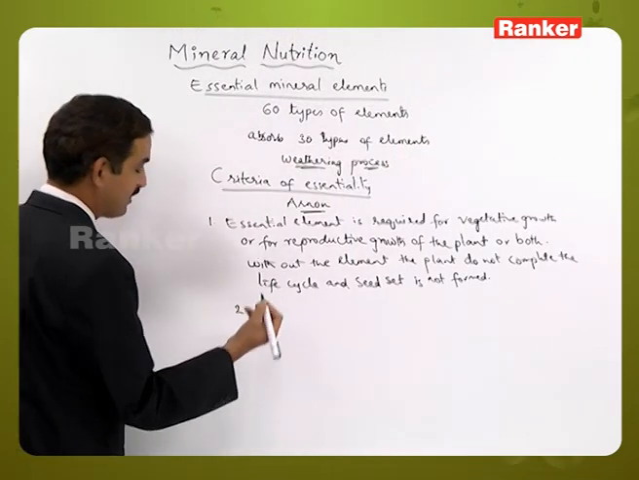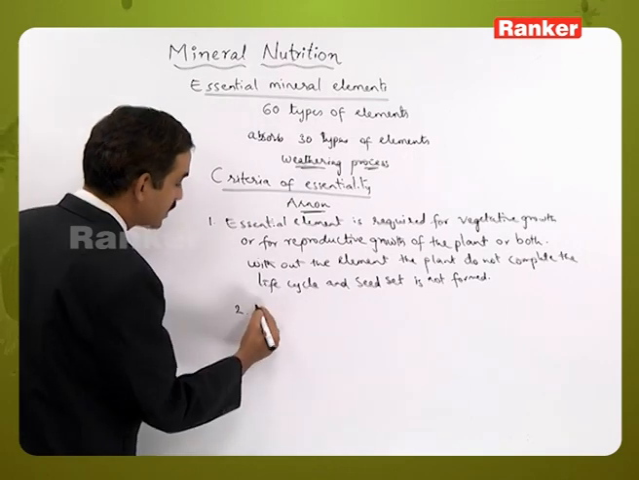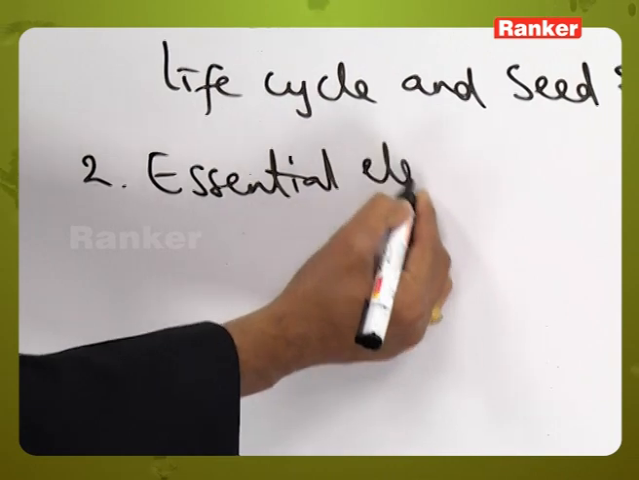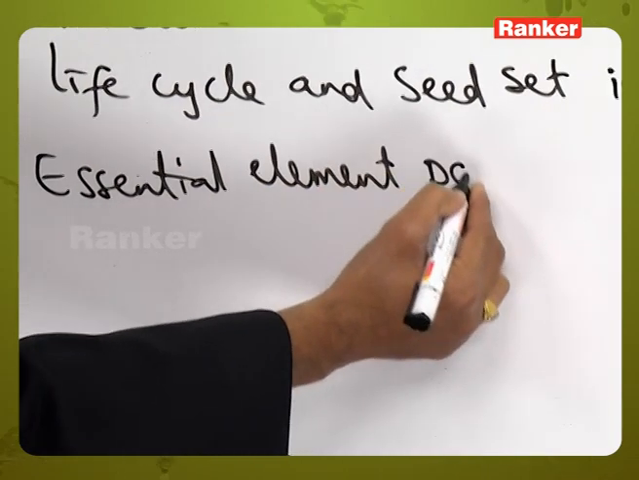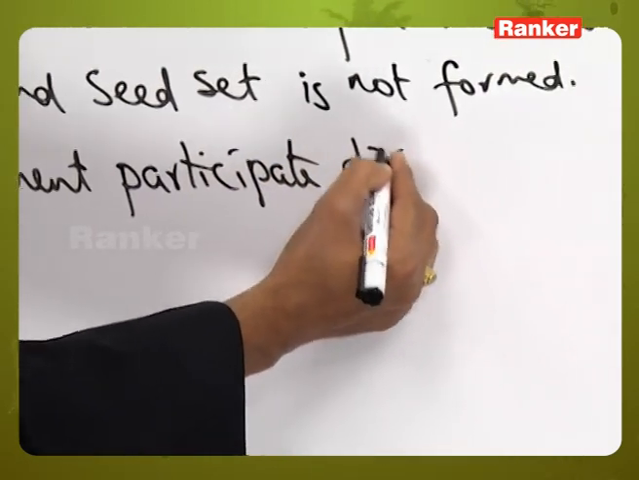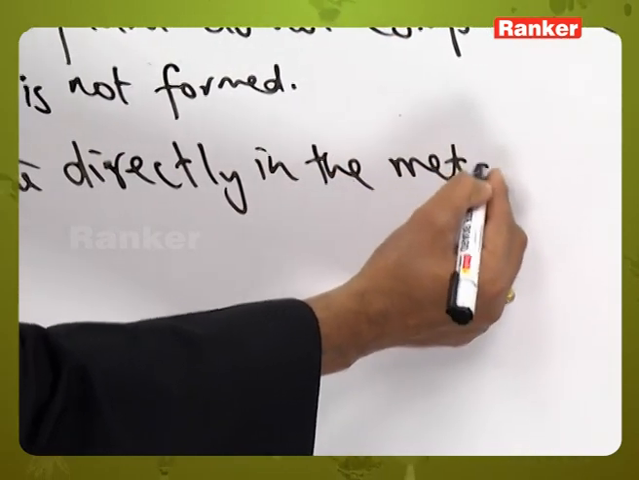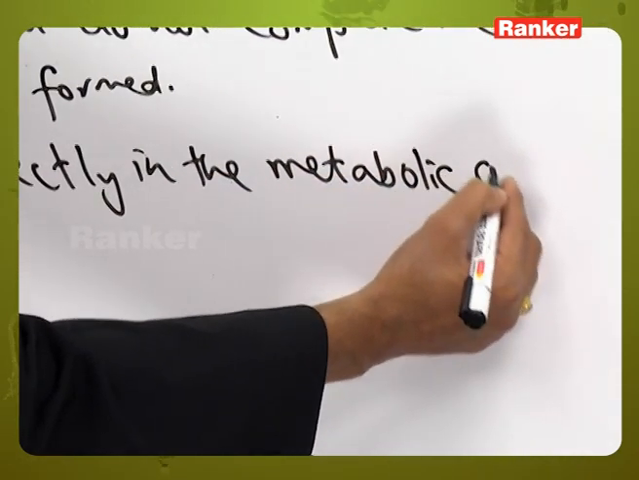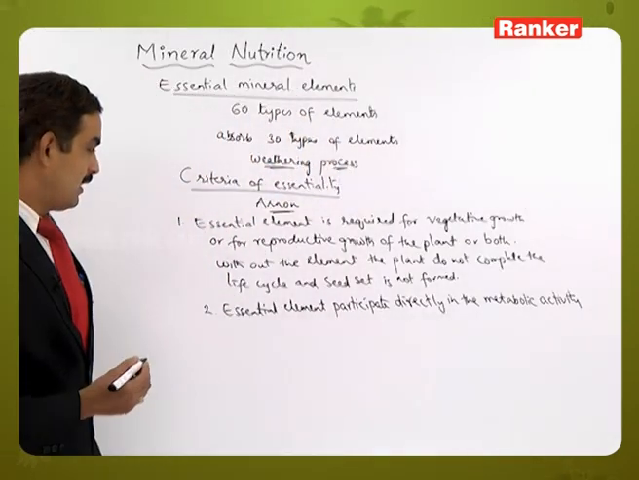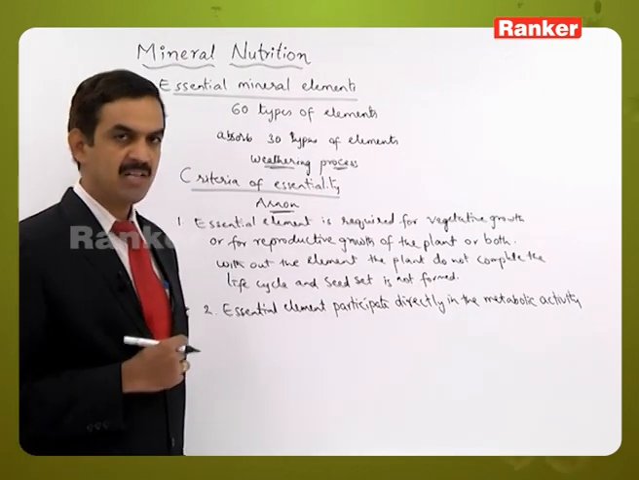Then the second one: an element is essential when it participates directly in the metabolic activities or metabolic functions of the plant body. So here, directly involved means they should be directly involved in the metabolic functions of the plant body.